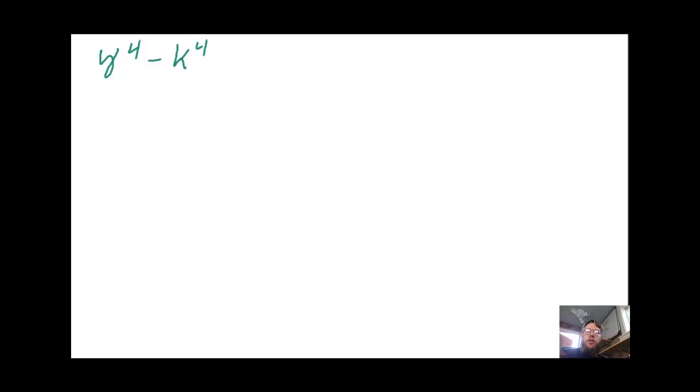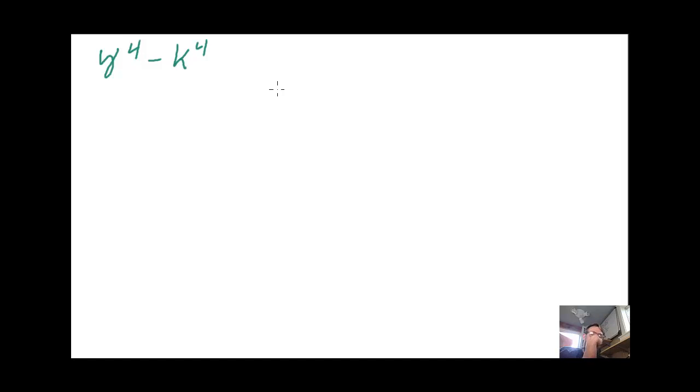In this algebra review example, we're going to factor this polynomial completely. One of the best ways to start is to use, since we don't have two squares but two squares of squares, we could rewrite this in terms of a difference of squares. So we can use our difference of squares formula, which is a real quick way to factor these things.